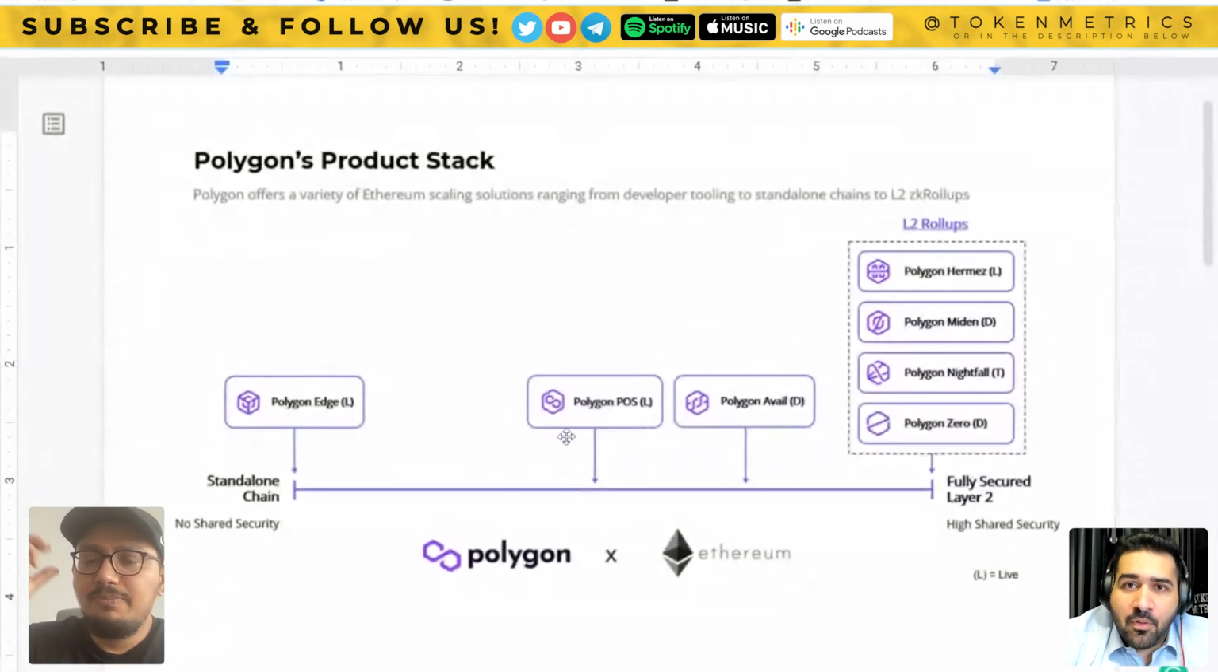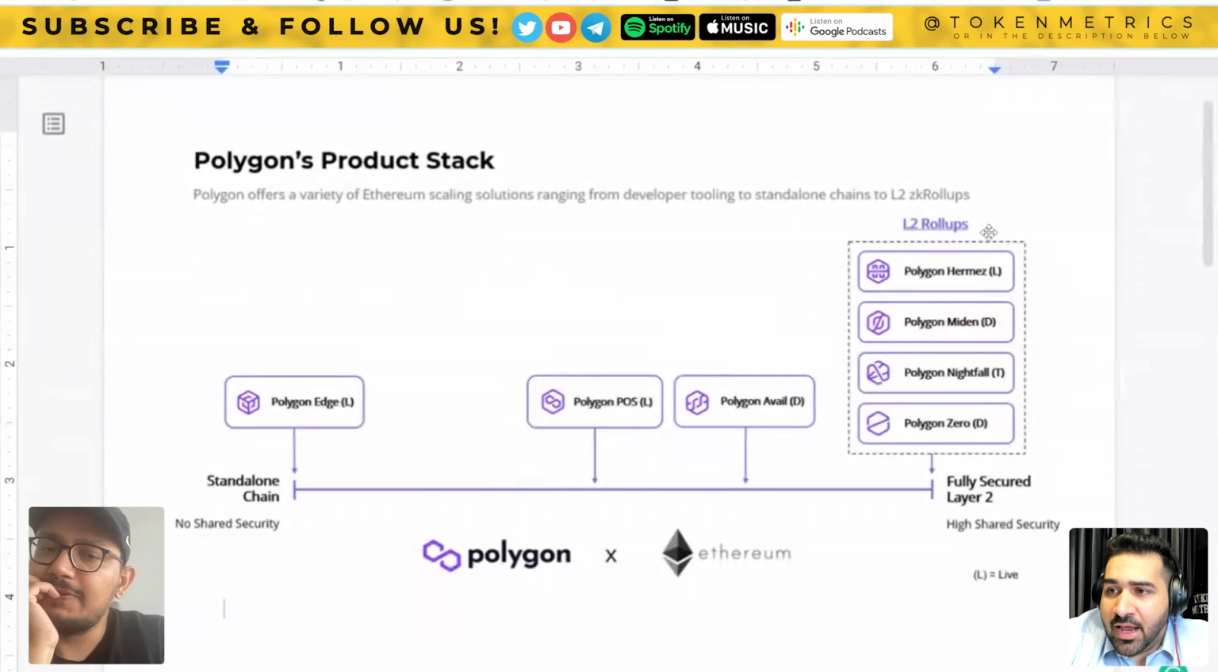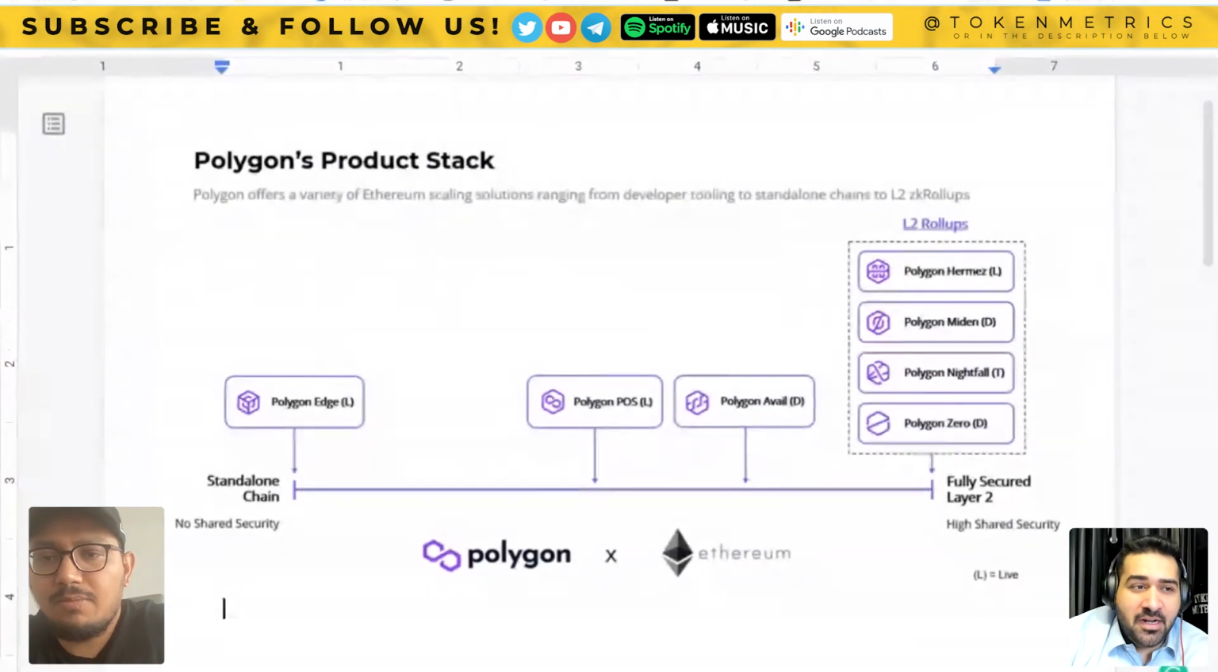So I wanted to double tap on a few things, right? So L2 rollups. How would you say you're different from some of the competitors, and how do you have a moat? So let's say StarkWare and Matter Labs.